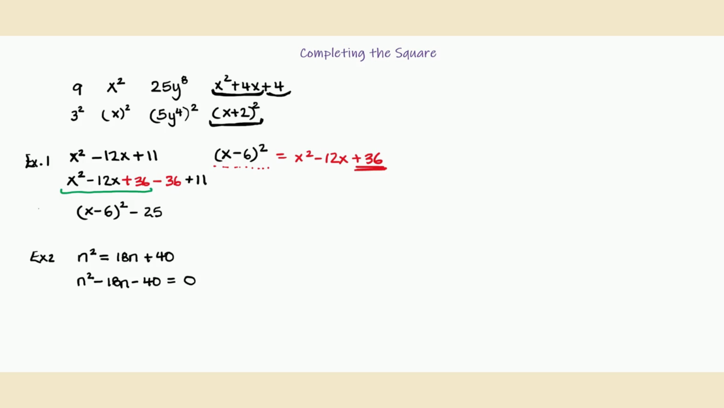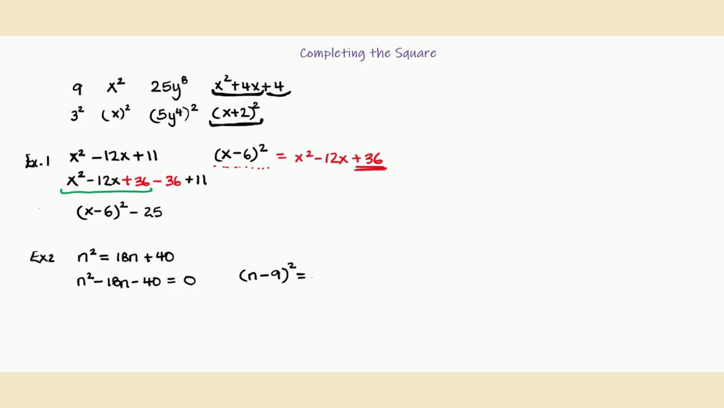Now again, we want to complete the square. We need to recognize first what square we're working with. This is n minus 9 all squared. And remember, the reason we know this is because we take the b term, or the coefficient of the n term, and we divide that by 2. So negative 18 divided by 2 is negative 9. So that's how we know that that is the perfect square that we are looking for.